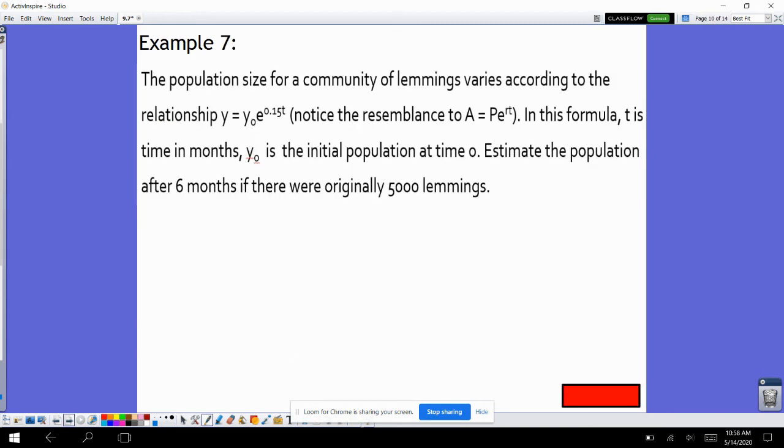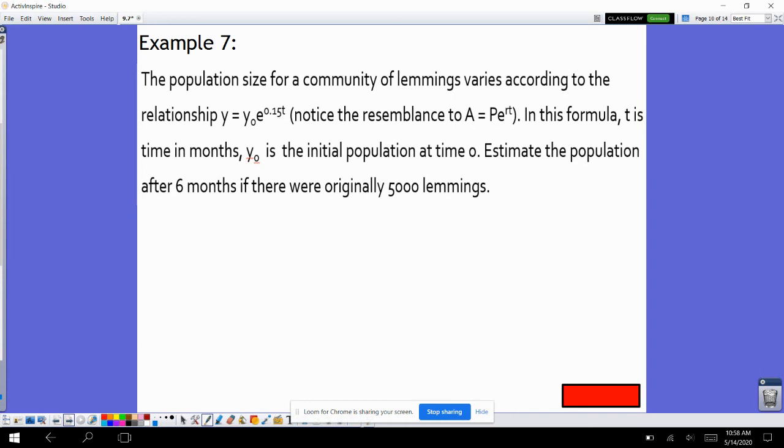Now, what if we put it into a word problem? The population size for a community of lemmings varies according to the relationship y equals y naught e to the 0.15t. Notice the resemblance to A equals P e to the rt. In this formula, t is time in months, and y naught is the initial population at time 0. Estimate the population after 6 months if there were originally 5,000 lemmings. So this is talking about exponential growth. In case you're curious, some diseases work the same way, so maybe take a look into that.